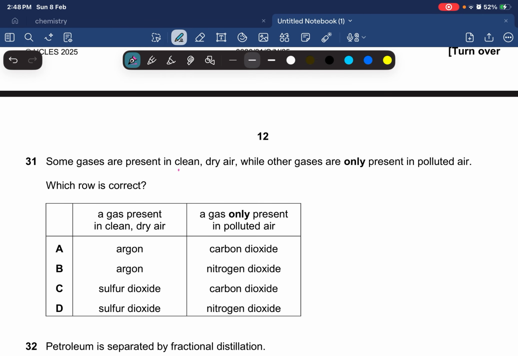Some gases are present in clean dry air while others are only present in polluted air. Which row is correct? Clean dry air: argon. A gas only present in polluted air: nitrogen dioxide. Carbon dioxide is a greenhouse gas, but 0.04% of air is carbon dioxide. You have forests. Are forests polluted? No, but they have carbon dioxide because the trees need carbon dioxide to survive, but they don't need nitrogen dioxide gas. This one causes acid rain. So B.